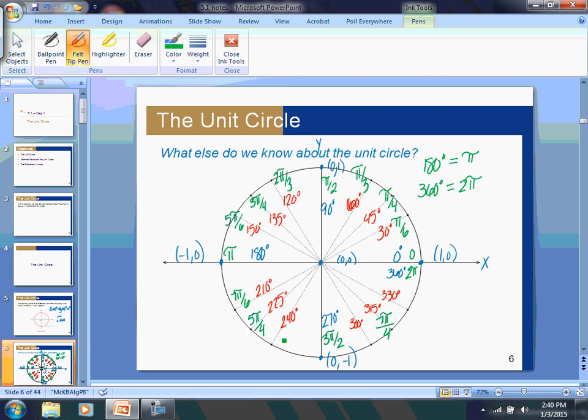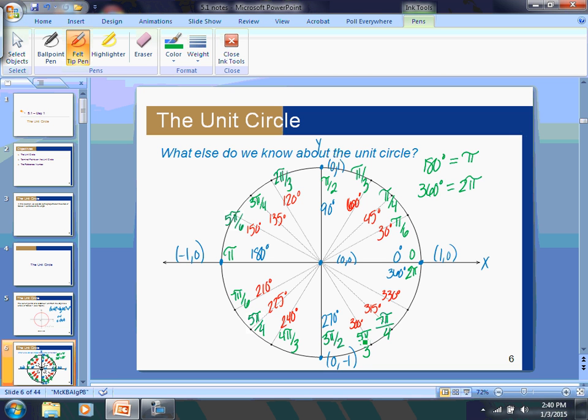Then I'll have 8 pi over 6 here, but I'm going to reduce that to 4 pi over 3. So it's 8 over 6. Then I would have 9 over 6, and 9 over 6 would reduce to 3 halves. Then I would have 10 over 6, and that's going to reduce to 5 pi over 3.